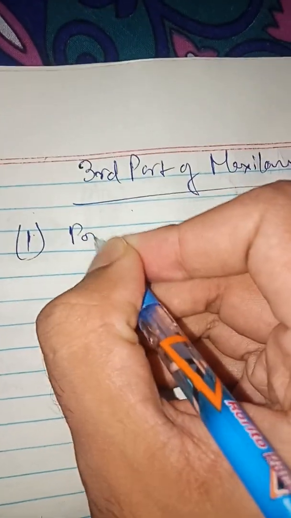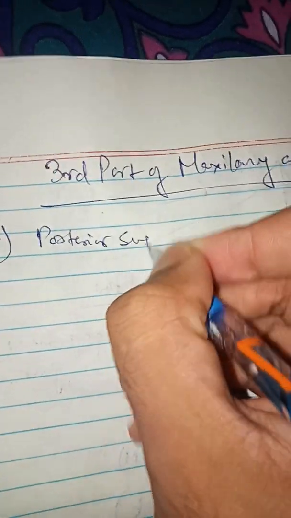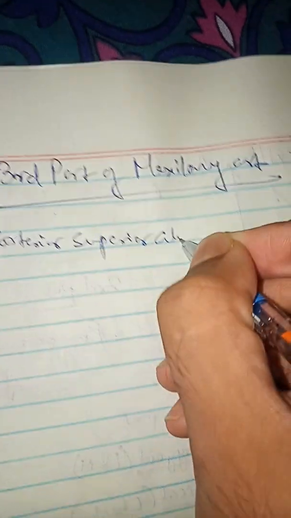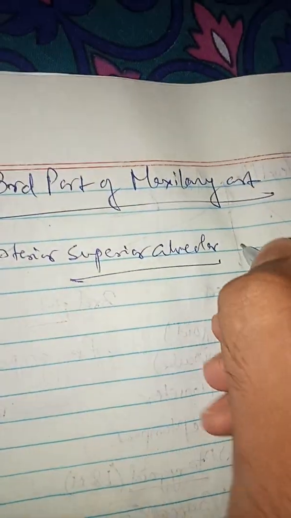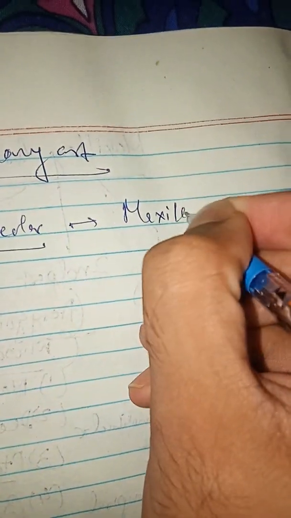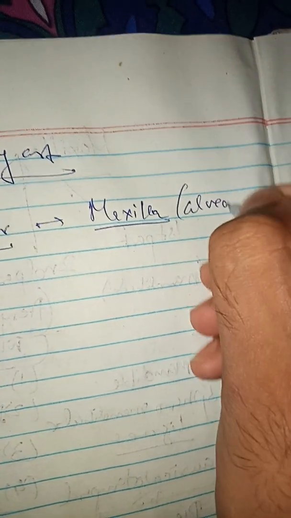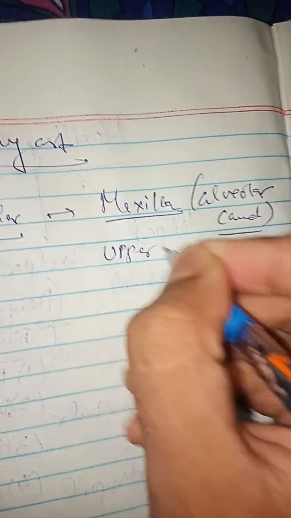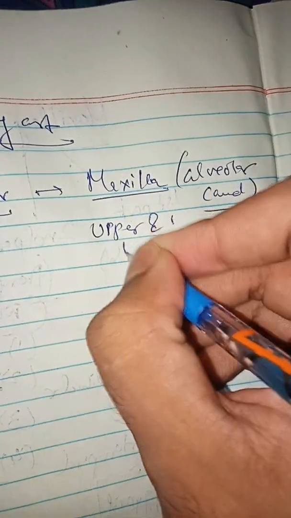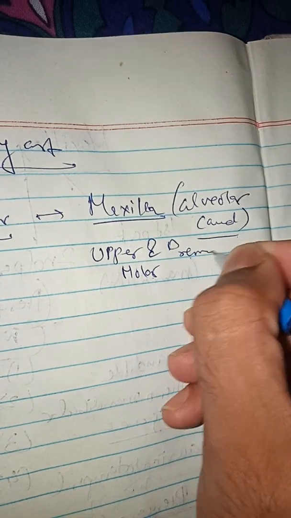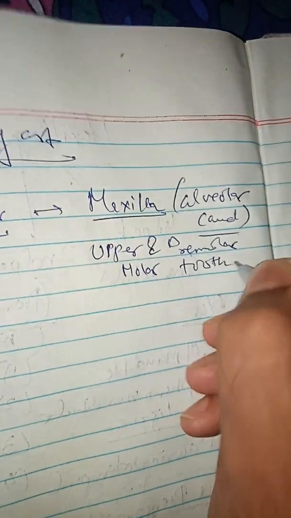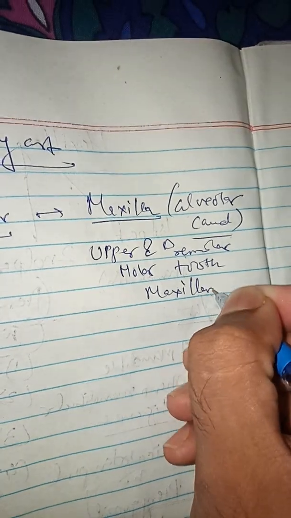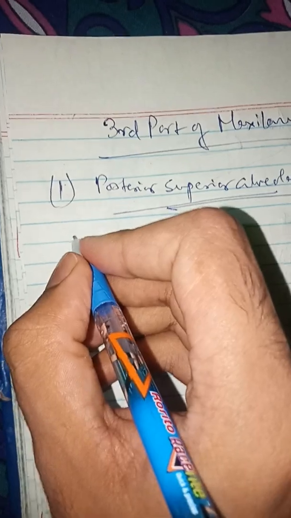First is the posterior superior alveolar artery. It goes through the alveolar canal of the maxilla. So the maxilla has an alveolar canal. Alveolar means gums. So it will supply the upper molar and premolar teeth and the maxillary sinus also. The maxillary sinus is a paranasal sinus which is supplied by the posterior superior alveolar artery.